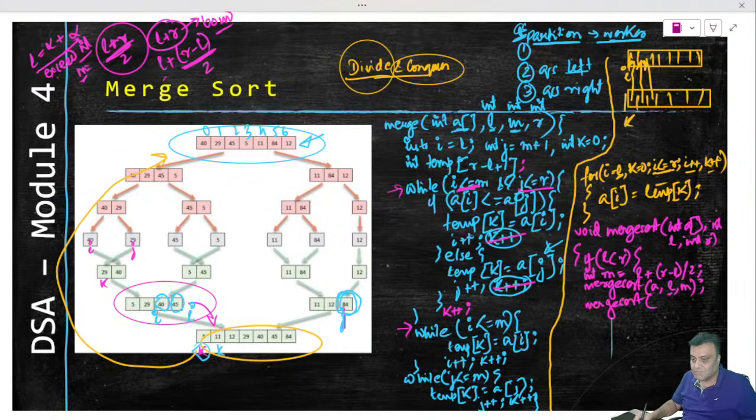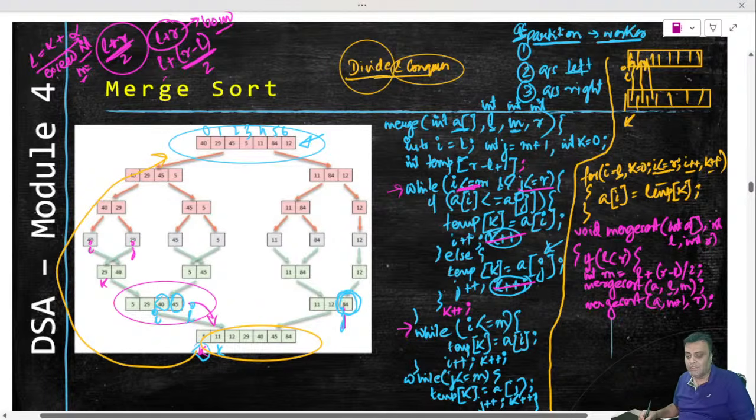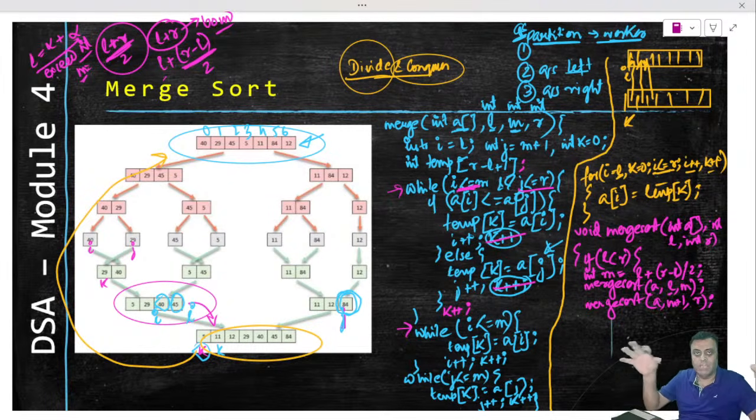So this is the division that is happening. Here we are dividing it to the left array. Here we will divide it to the right array. So the right array will start from M plus 1 and go till R. So therefore we have merge sort on both, and it has divided both the arrays.